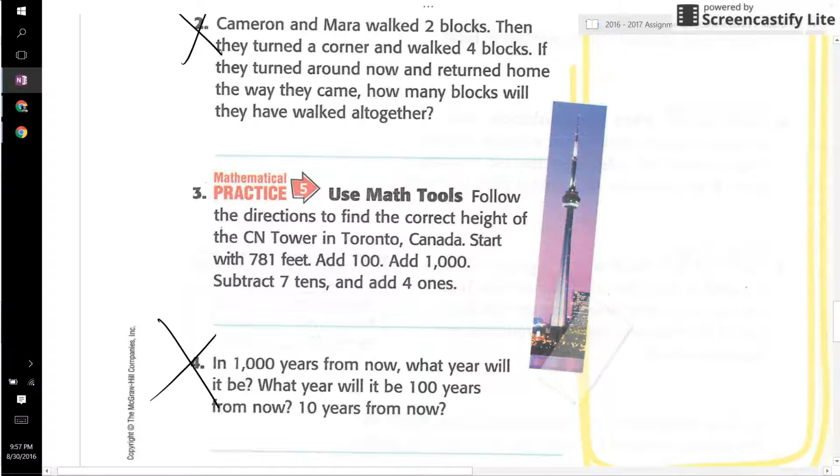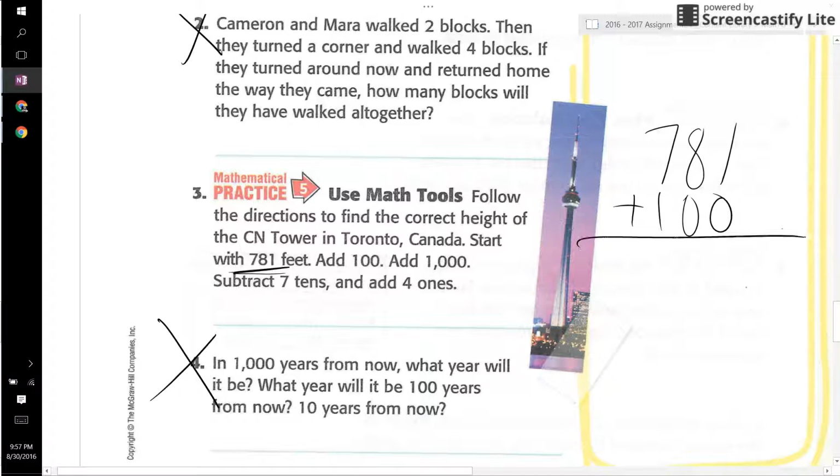All right, so now what we're going to do with number 3 is we are going to follow the directions to find the correct height of the CN Tower in Toronto, Canada. We're going to start with 781 feet. So that's where we start, 781. I know that's where we're starting. Then they want me to add 100. Then they want me to add 1,000.